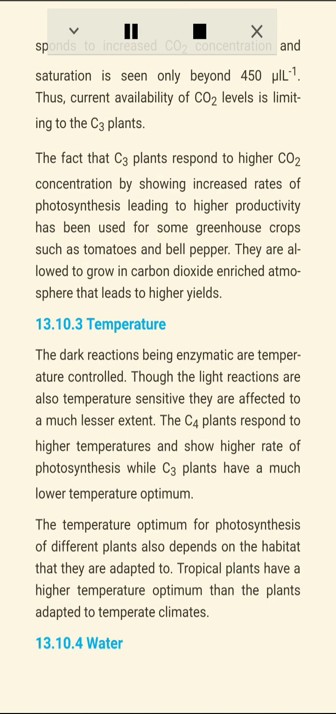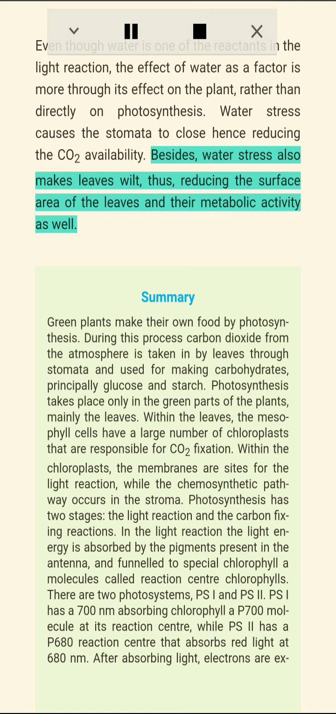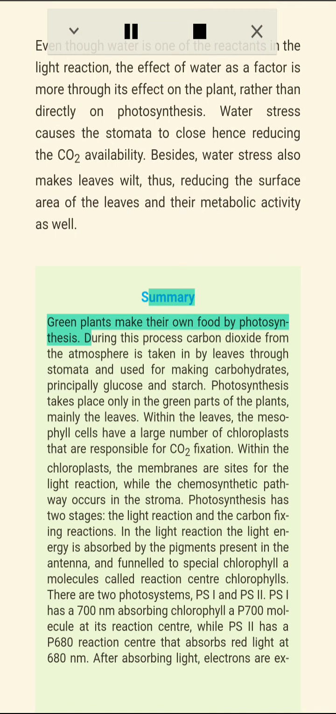13.10.4 Water. Even though water is one of the reactants in the light reaction, the effect of water as a factor is more through its effect on the plant rather than directly on photosynthesis. Water stress causes the stomata to close, hence reducing the CO2 availability. Besides, water stress also makes leaves wilt, thus reducing the surface area of the leaves and their metabolic activity as well.